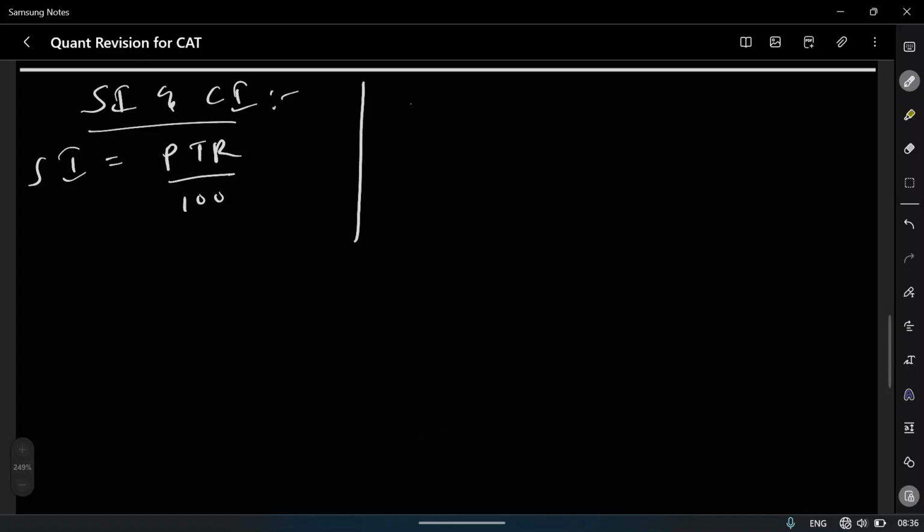And for compound interest, you cannot directly find compound interest. So you will find the final amount, P into 1 plus R by 100 whole power T. This is the final amount. Let's take an example and I will explain.